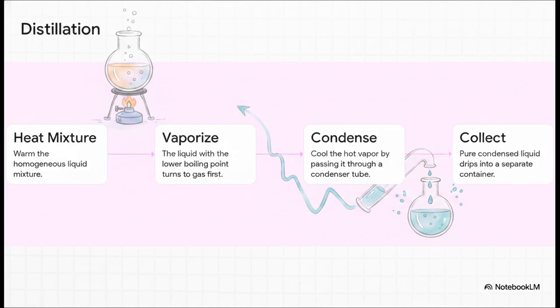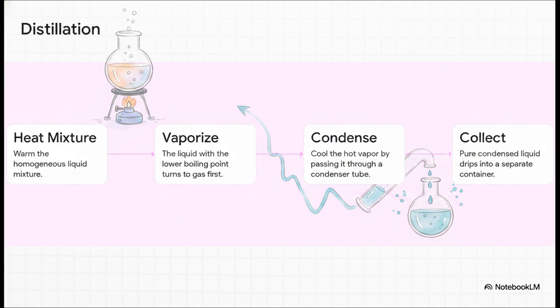First, you heat the liquid mixture. Because the liquids have different boiling points, and ideally you want them separated by at least 25 degrees Celsius, the liquid with the lower boiling point turns into vapor first, leaving the other liquid behind. Then you pass that hot vapor through a cold condenser tube. The cooling turns the vapor right back into a liquid, and you simply collect this pure, condensed liquid in a completely separate container.